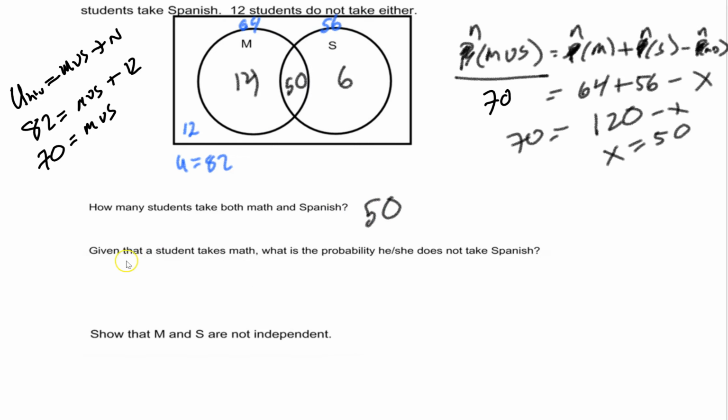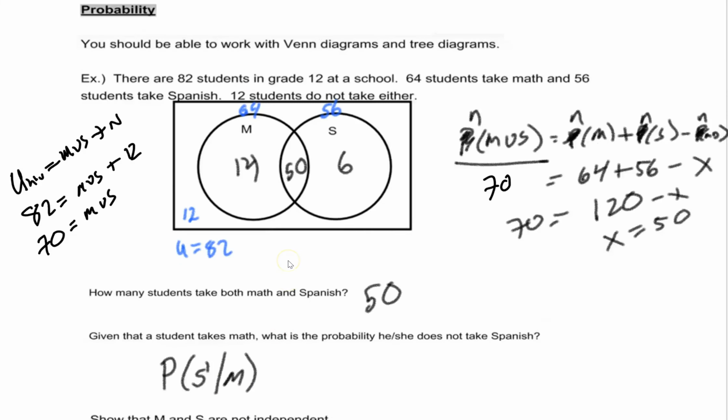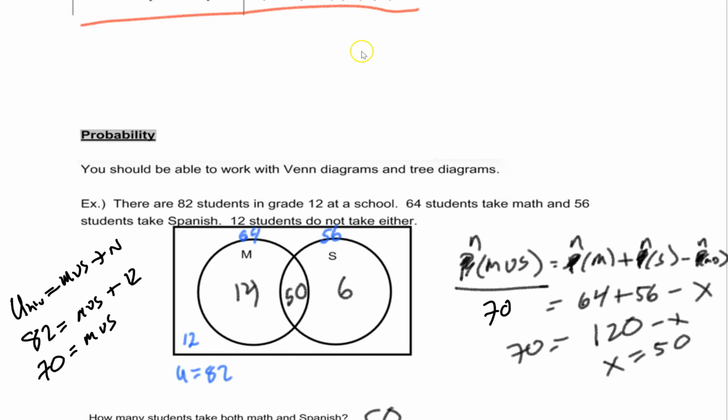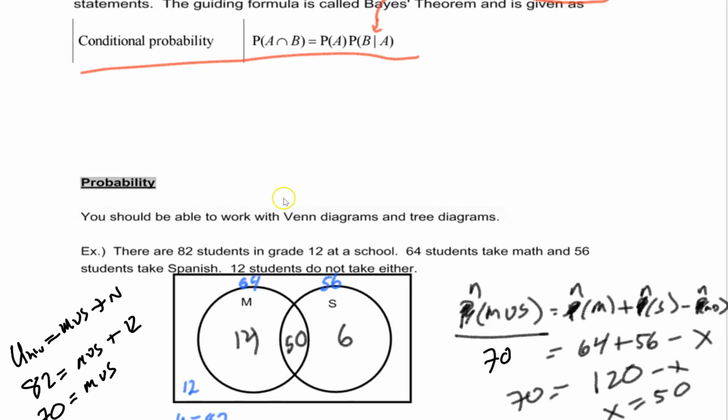Now here's our favorite. Given a student takes math, what's the probability that he or she does not take Spanish? So let's just write this down in the formula. So given he takes math, so probability math. What's the probability that he or she does not take Spanish? So Spanish with a little not sign. Now there's two ways to do this. I'm gonna do it first using the formula. So if you follow my formula, the one up here, right? So you just kind of plug in the way you see it.